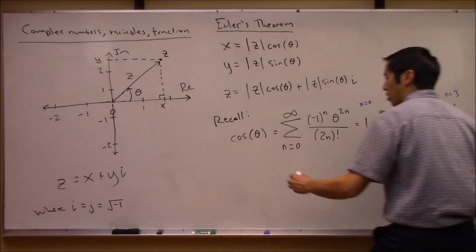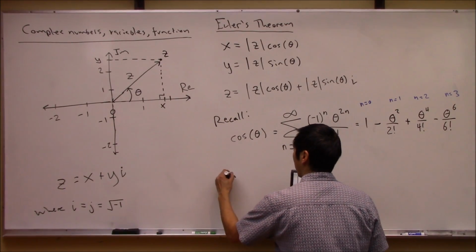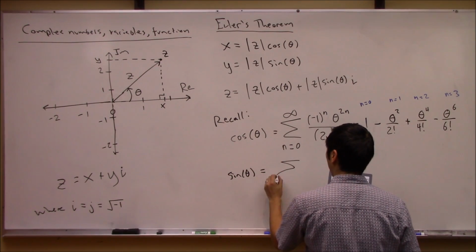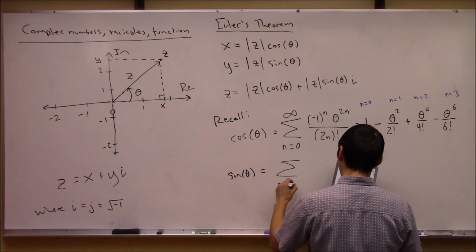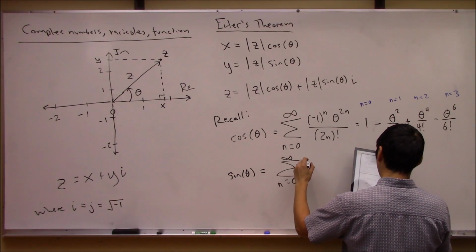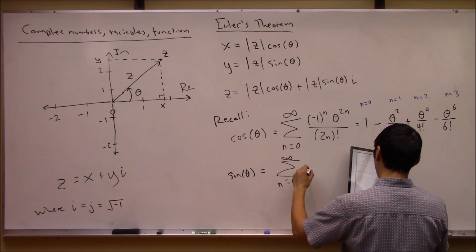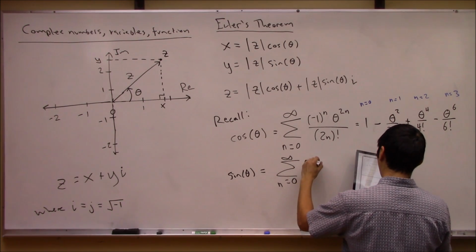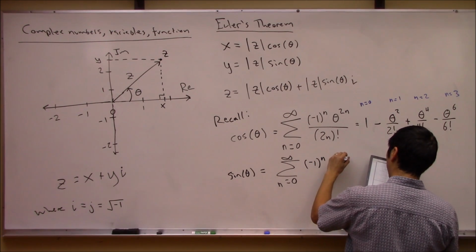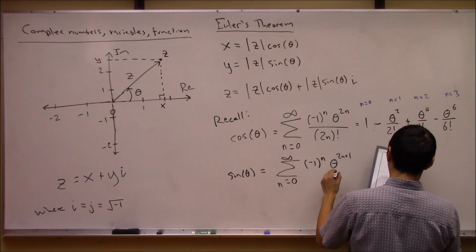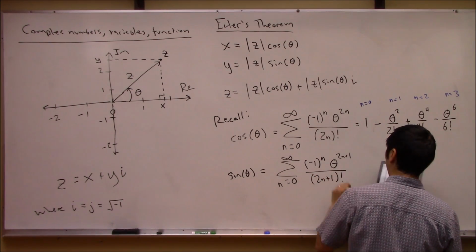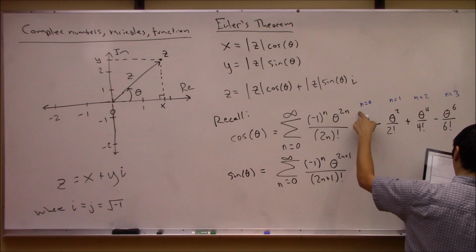Now, sine is also something similar. So sine of theta is shorthand notation for a very similar infinite series. That's n equals 0 to infinity of, it looks very, very similar. So this is, again, minus 1 to the n, and it's theta now to the 2n plus 1 all over 2n plus 1 factorial. So again, let's look at the n equals 0 term.